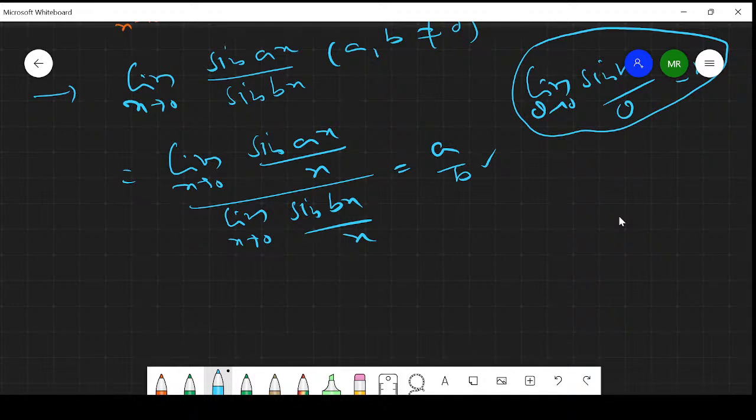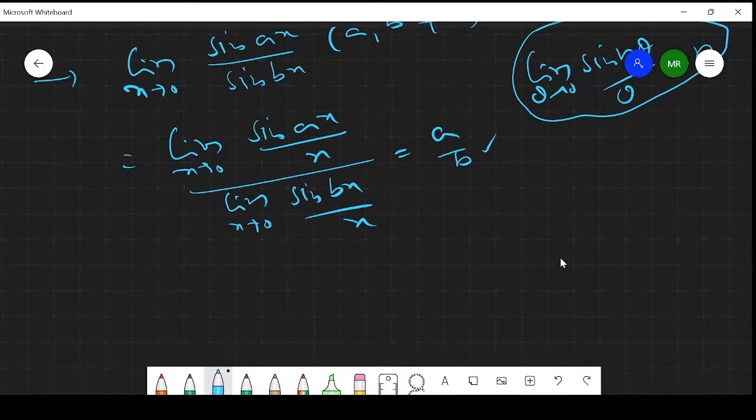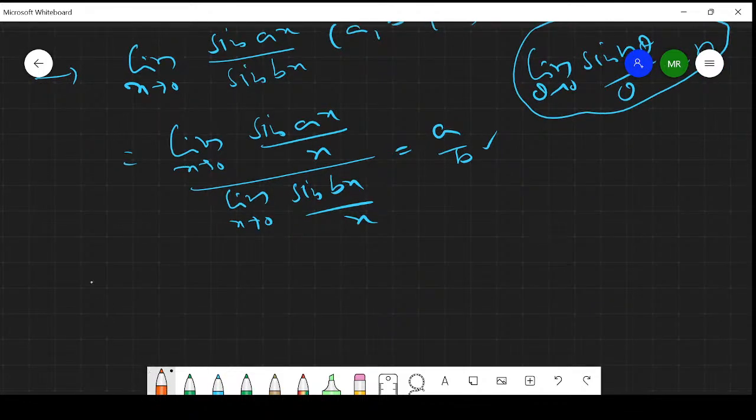You can see here, limit x tends to 0, x secant x. This you can also write if you are convenient. Cos 0 is 1, secant 0 is also 1.